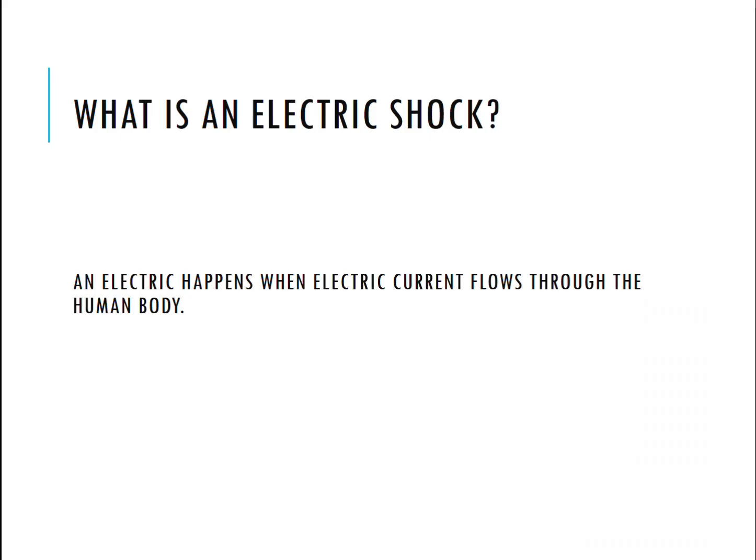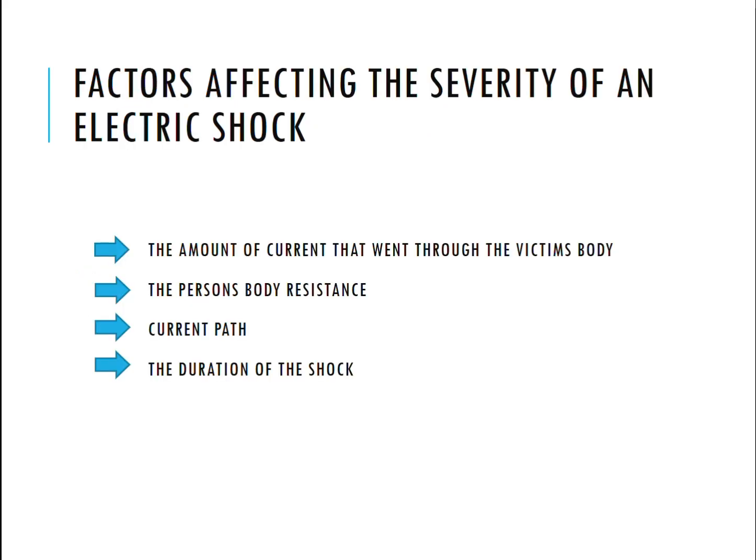So the question is, what is an electric shock? An electric shock is what happens when electric current flows through the human body. And the factors affecting the severity of an electric shock: the first, the amount of current that went through the victim's body, which is also known as the amperage. Second, the person's body resistance at the time the electric shock happened. Third, the current path. Fourth, the duration of the shock.